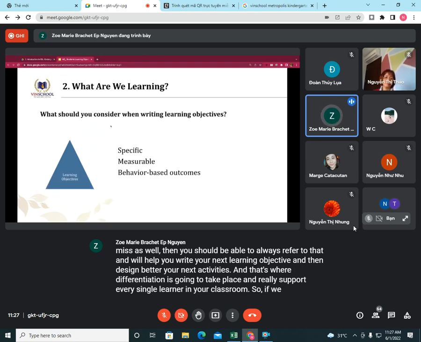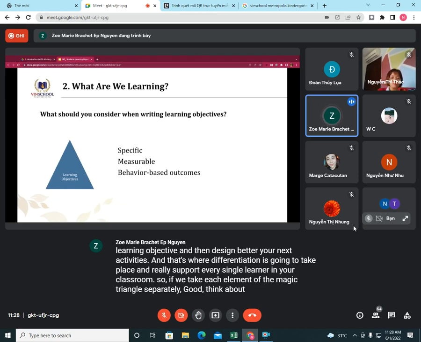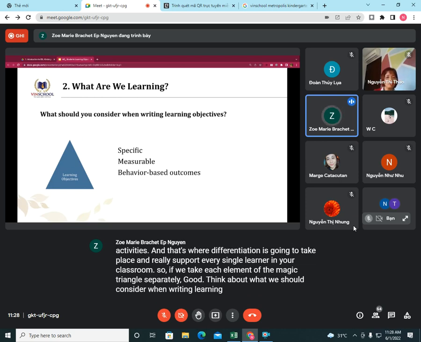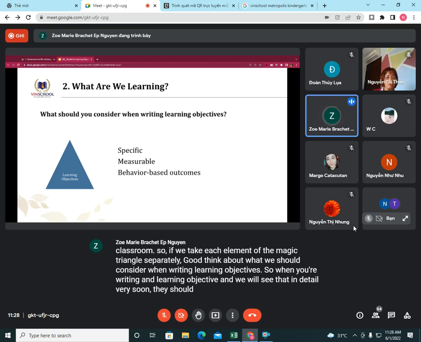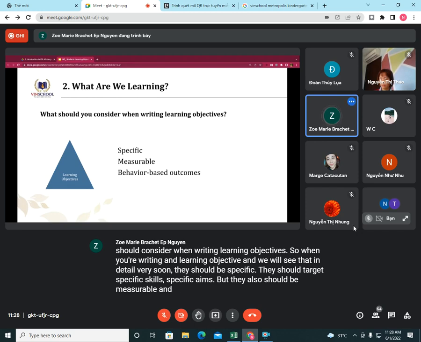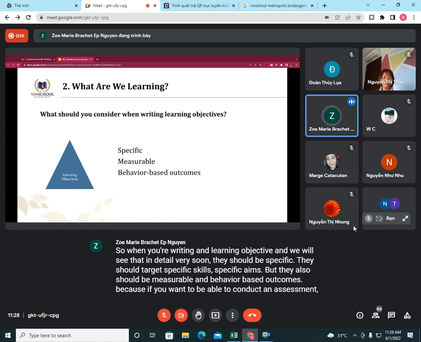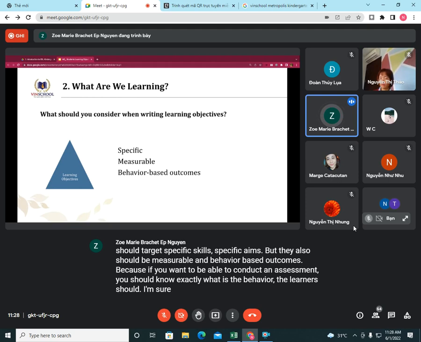So if we take each element of the magic triangle separately, we could think about what we should consider when writing learning objectives. And we will see that in detail very soon. They should be specific. They should target specific skills, specific aims, but they also should be measurable and behavior-based outcomes. Because if you want to be able to conduct an assessment, you should know exactly what is the behavior the learners should show, display, or be able to do in the classroom.